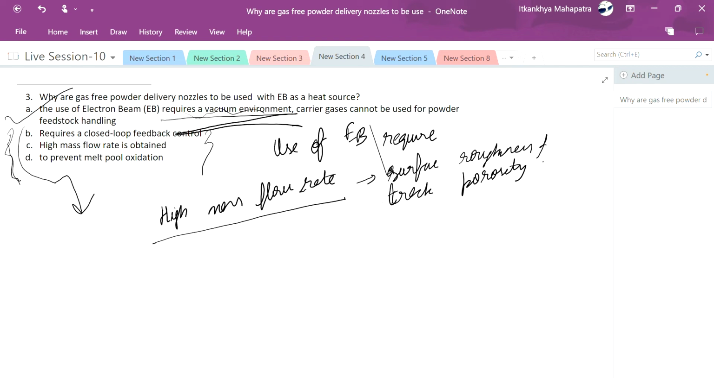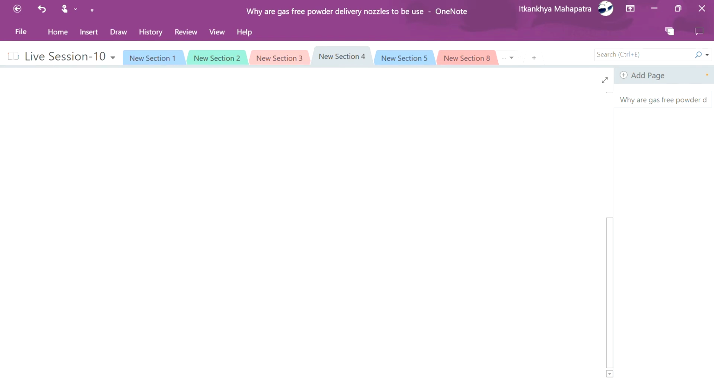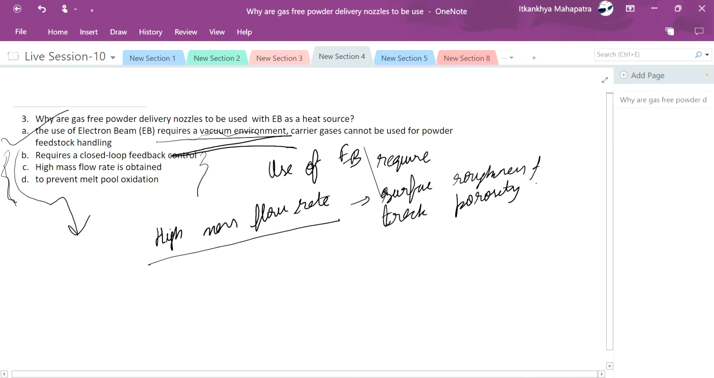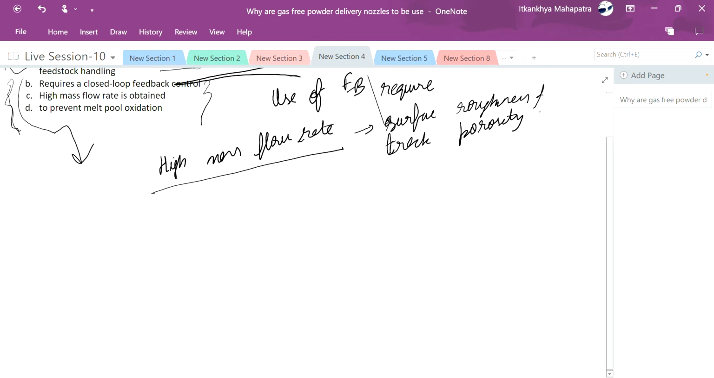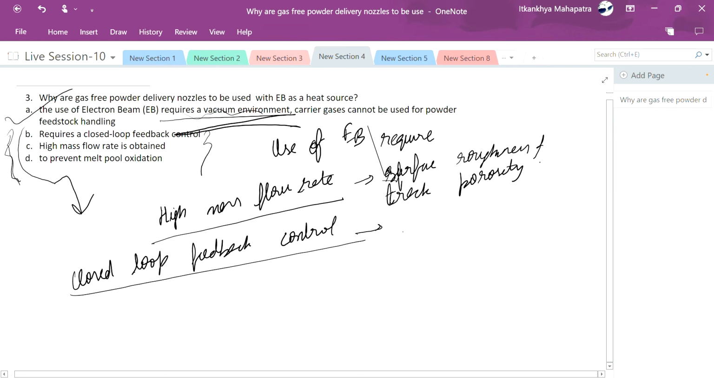Now, this closed loop feedback control, why is it required? Closed loop feedback control is required for fabrication of smart powder delivery nozzles.